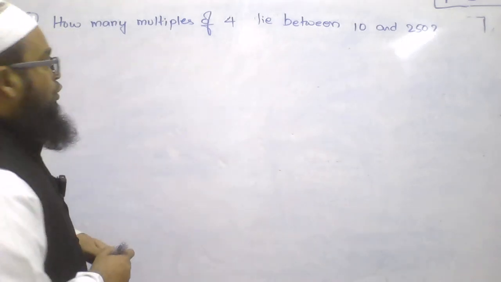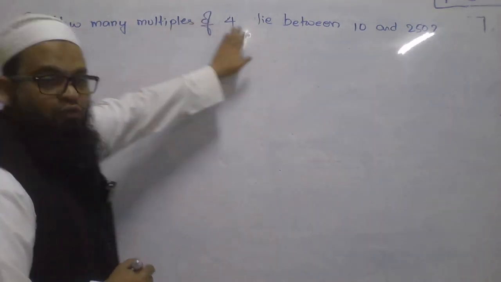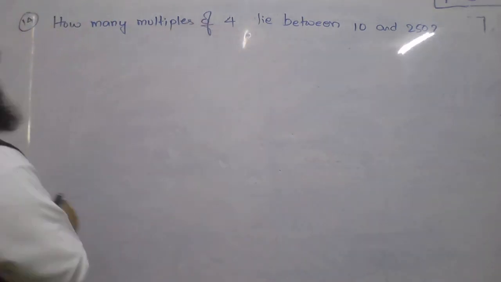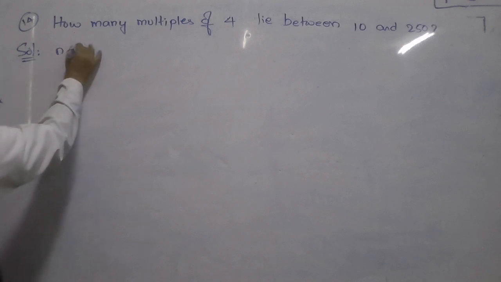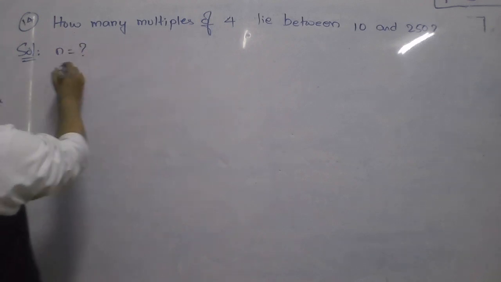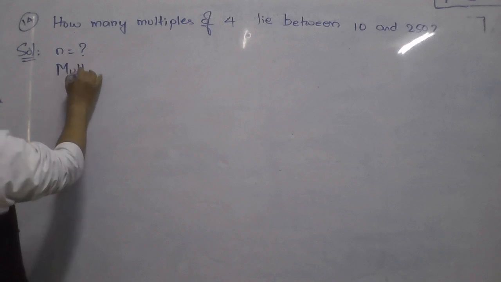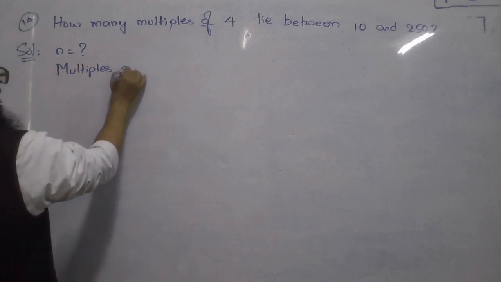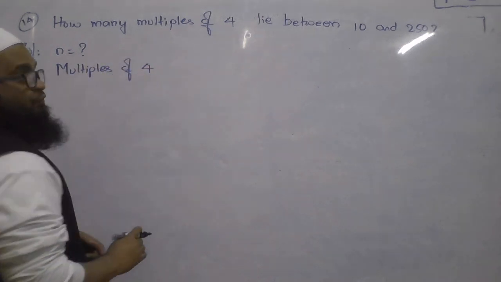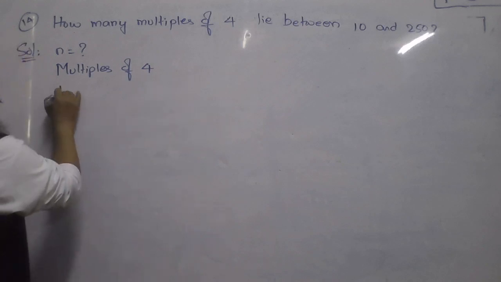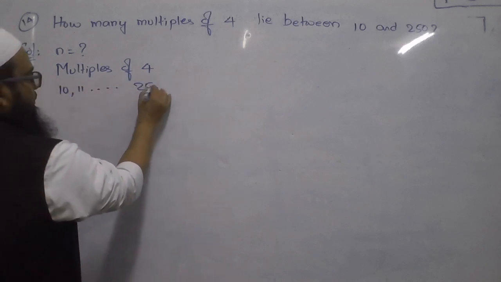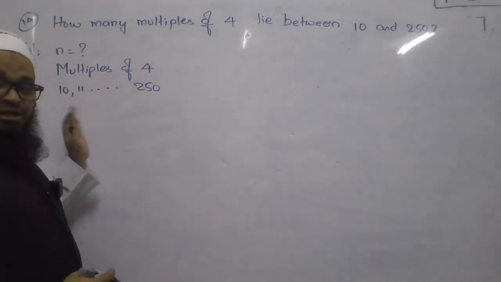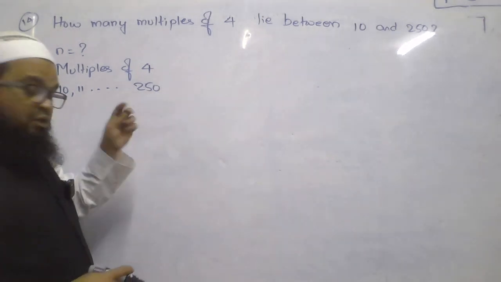Okay. So now, how many multiples of 4? Same concept. How many? So what will you start with? N. N is equal to how much? And you have to find out multiples of 4, which lie between 10 and 250. Understood? So it lies between these two. It is not 2-digit or 3-digit.